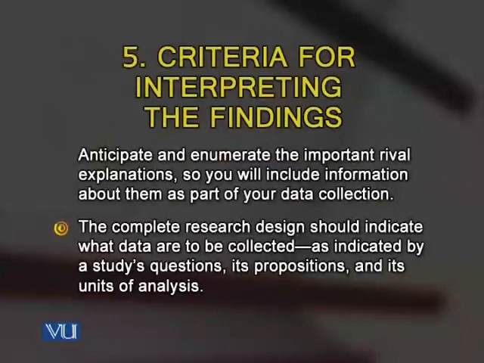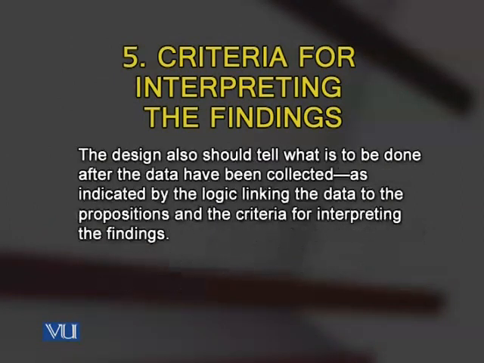The complete research design should indicate what data are to be collected, as indicated by the study questions, its propositions and its units of analysis. The design also should tell what is to be done after the data have been collected, as indicated by the logic linking the data to the propositions and the criteria for interpreting the findings. That was the fifth step, where I think the researcher has to explain not only what data have been collected.